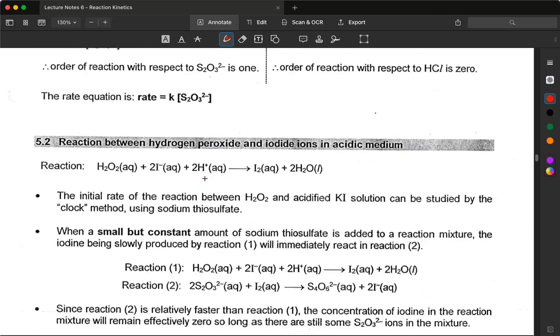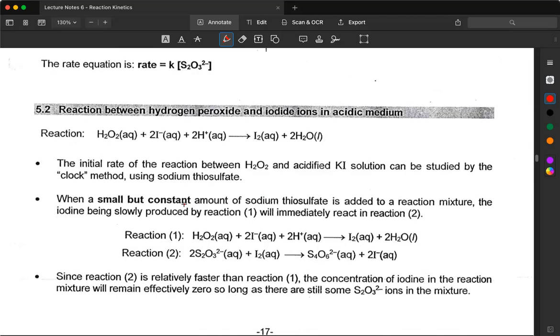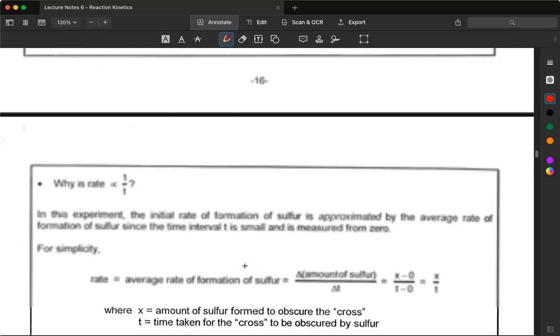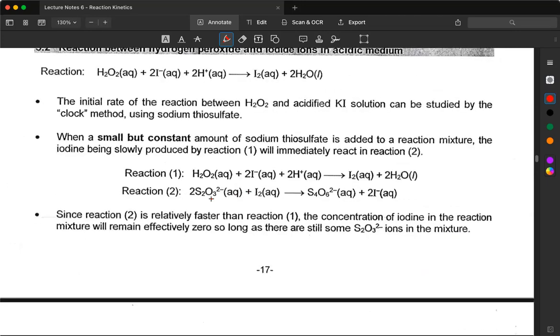Now, another example is hydrogen peroxide reacting with iodide to form iodine. This is also a clock method. When a small but constant amount of sodium thiosulfate is added to the reaction mixture, the iodine being formed will react in a second reaction. The iodine will react with thiosulfate, a redox reaction. So iodine is reduced to iodide.